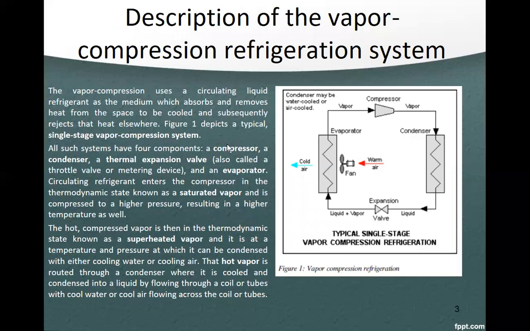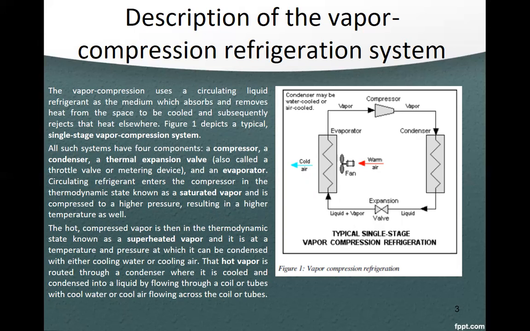Description of the vapor compression refrigeration system. The vapor compression uses a circulating liquid refrigerant as the medium, which absorbs and removes heat from the space to be cooled and subsequently rejects that heat elsewhere. So look at the figure. Figure one depicts a typical single-stage vapor compression system.